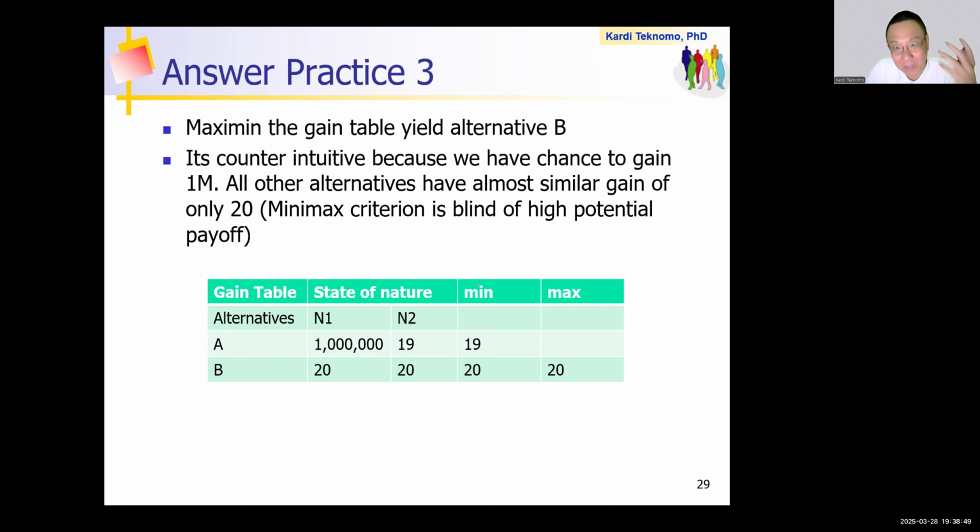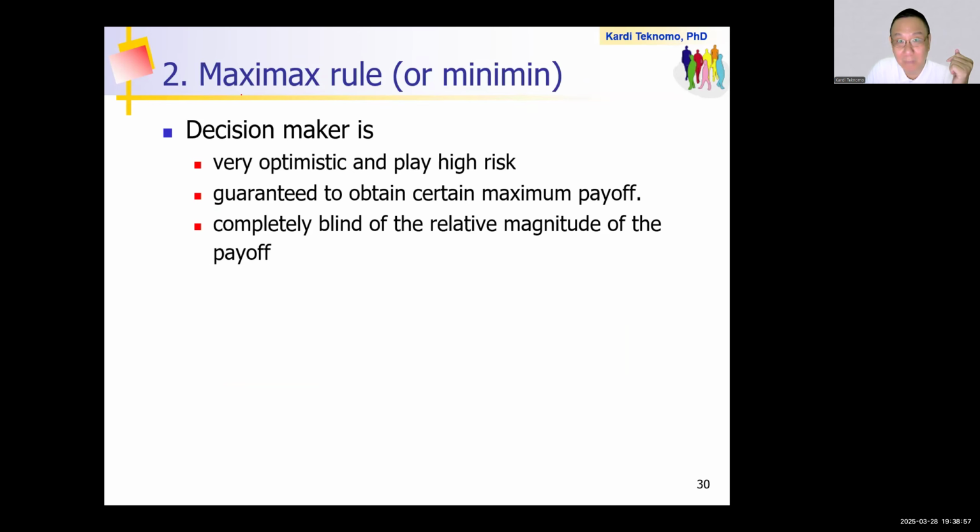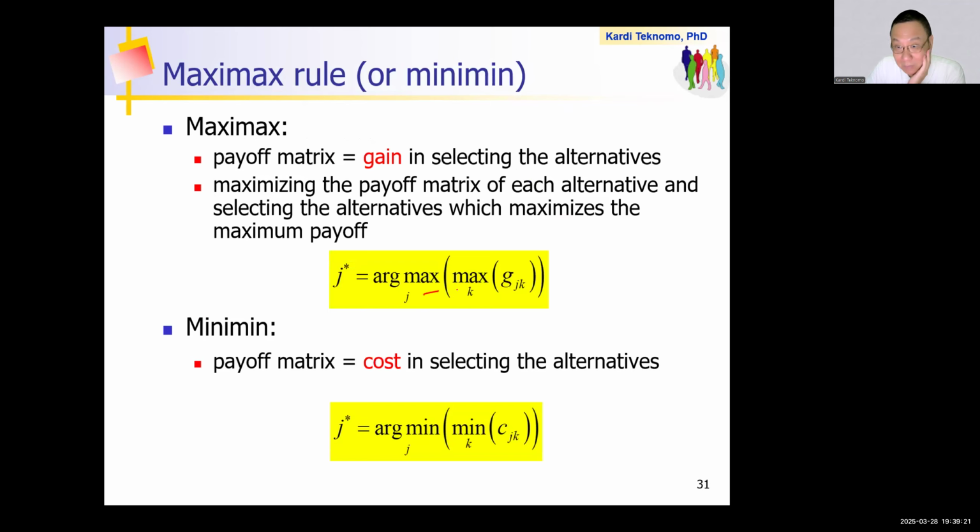So then let's go to the second criterion, which is maximax gain or minimin loss. You will use this if you are very optimistic and play very high risk. You are guaranteed to get a certain maximum payoff, but you are completely blind on the relative magnitude of the payoff. So what you will do, you will select max if it is gain, and if it is cost, you will choose min. This is very easy to do, because you just get the maximum in the whole table or the minimum in the whole table.